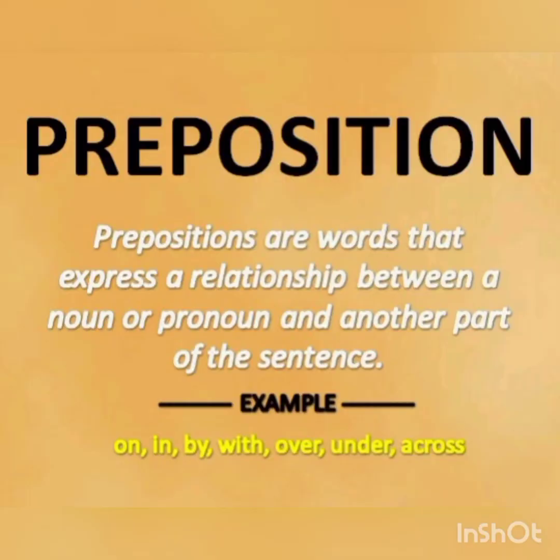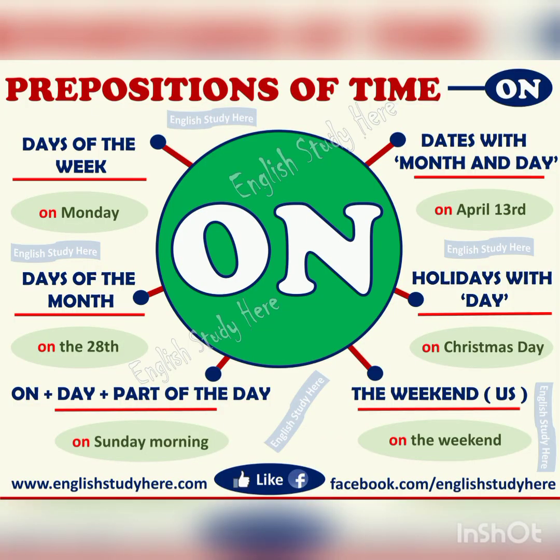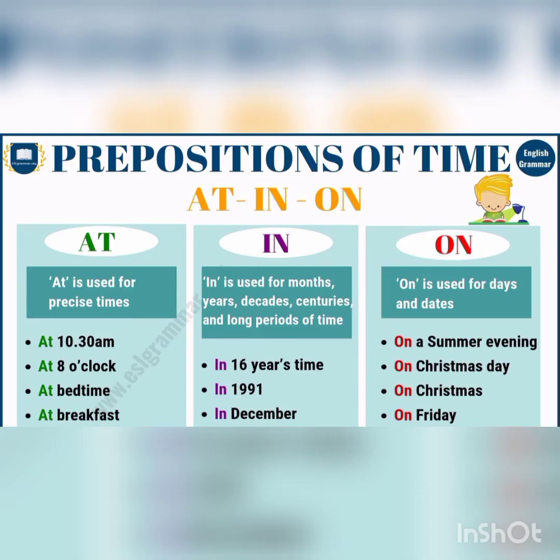Next topic is prepositions. Prepositions are words that express a relationship between a noun or pronoun and another part of the sentence. For example, on, at, by. These are the prepositions. Let's learn about some categories of prepositions. First is prepositions of time. On is used for days of the week. At is used to tell about time, like 8 o'clock, 10 o'clock. In is used for years, like in 1996. So these are the prepositions of time.